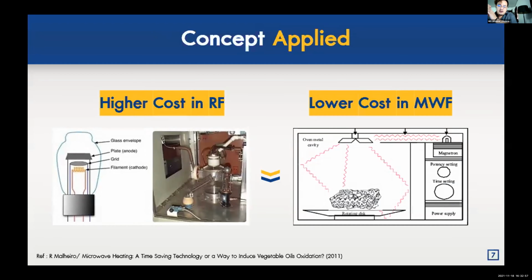And we found out that radio frequency has a very high cost to operate in commercialization terms. So we decided to change to a similar technique that we call the dielectric thermal process. So we try to heat it up with microwave frequency.